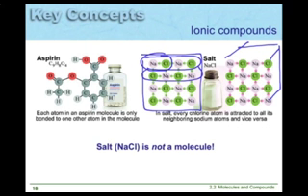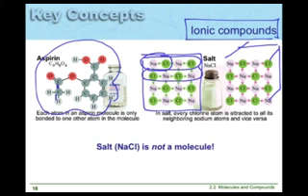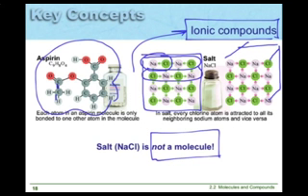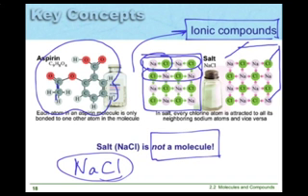A molecule is bonded not by ions or transfer of electrons, but by covalent bonds, and it has a specific end structure. In other words, this is one aspirin molecule. It's the smallest piece of aspirin that you can get, and all the atoms are bonded by covalent bonds within the molecule. So ionic compounds, strictly speaking, are not molecules. They are formula units of ionic compounds. So if I write NaCl for sodium chloride, that is one formula unit of an ionic compound called sodium chloride.